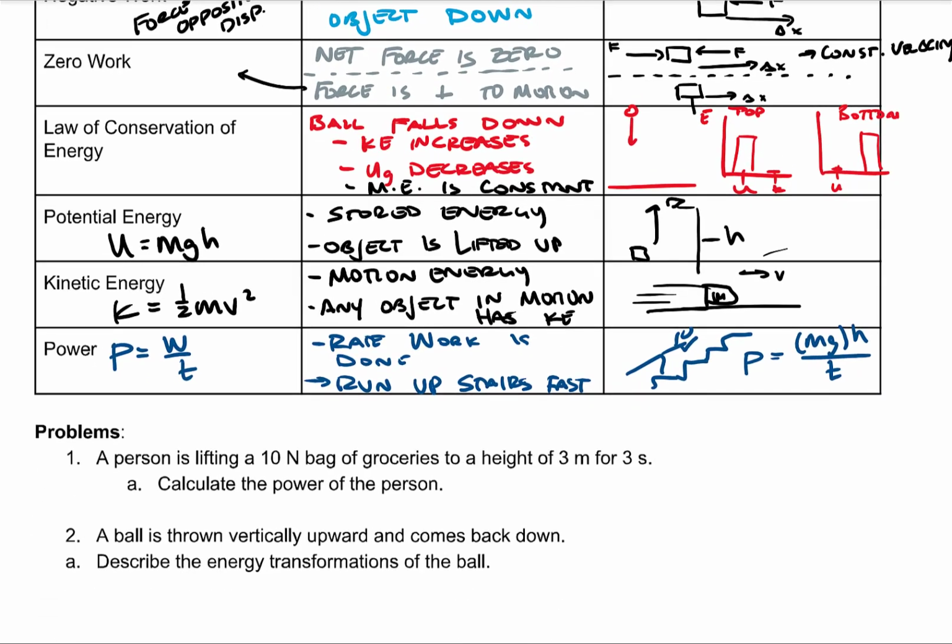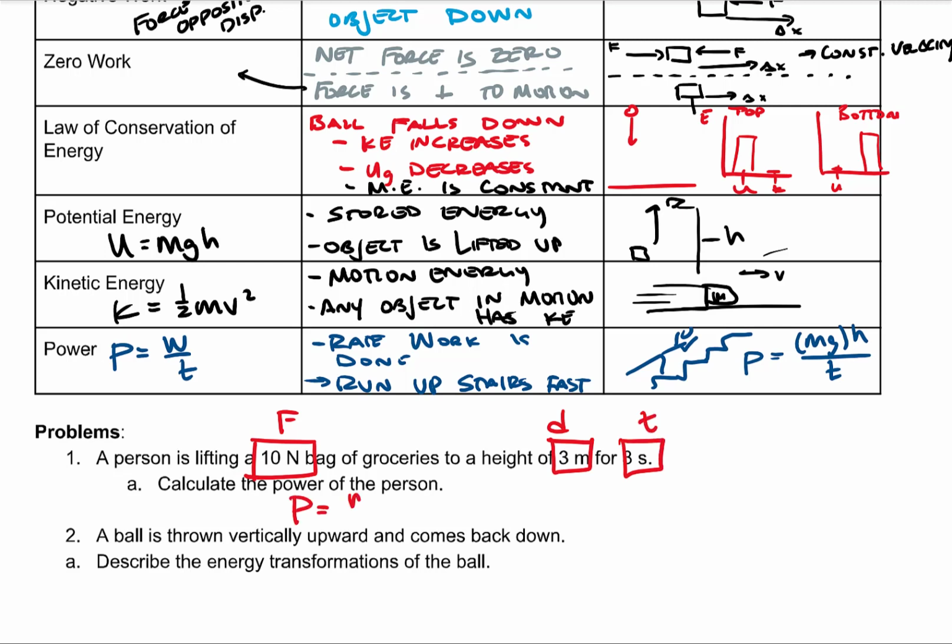A person is lifting a 10 Newton bag of groceries to a height of 3 meters for 3 seconds. Calculate the power of the person. This information is the force. 3 meters is the distance. 3 seconds is the time.